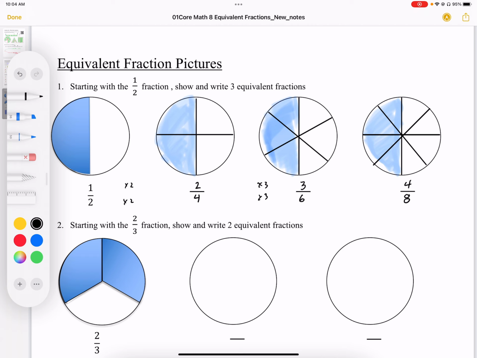So 1/2, 2/4, 3/6, 4/8, although they're different fractions, they still represent the same shaded area, so they are equivalent fractions.